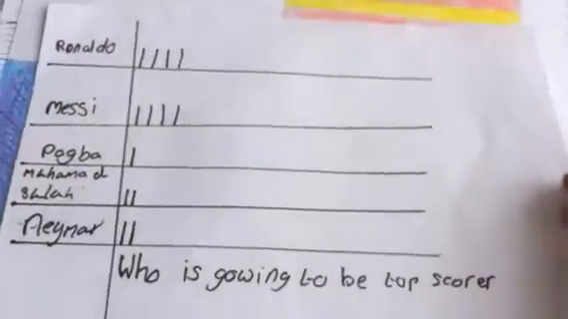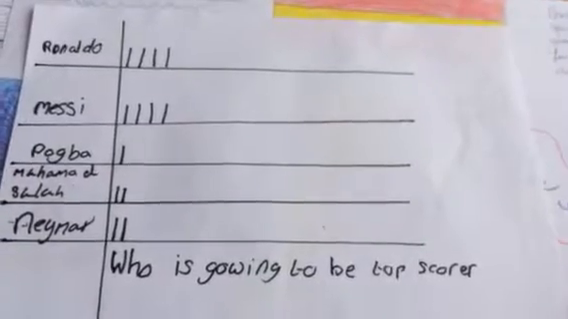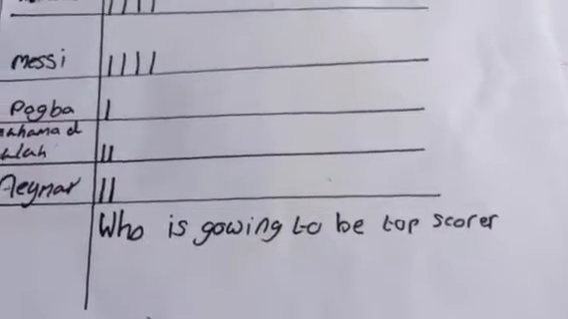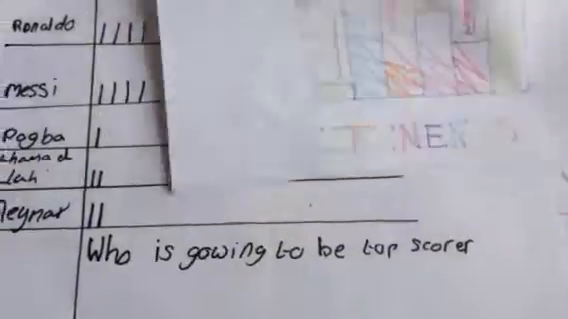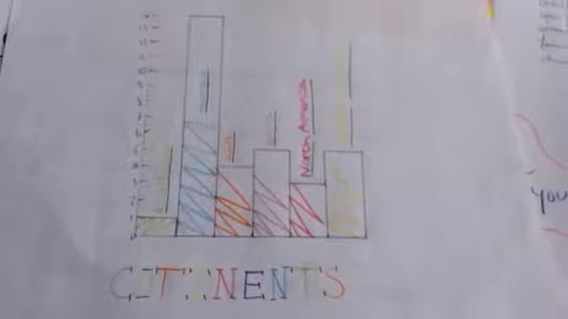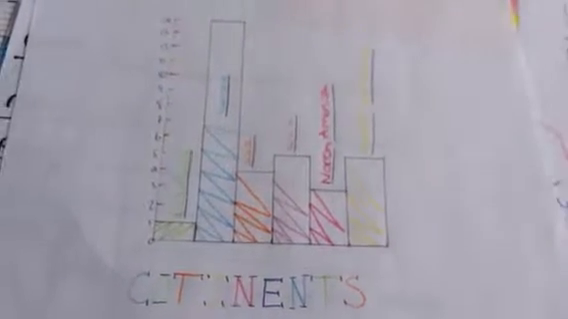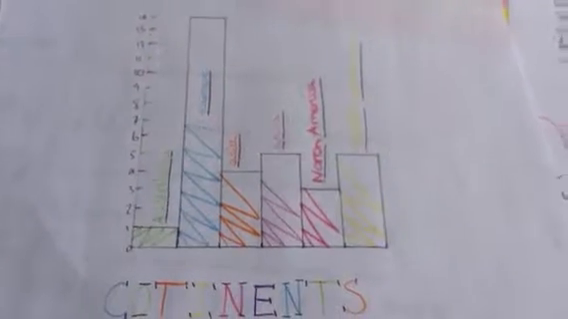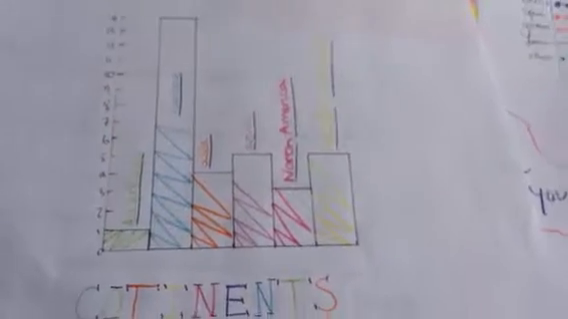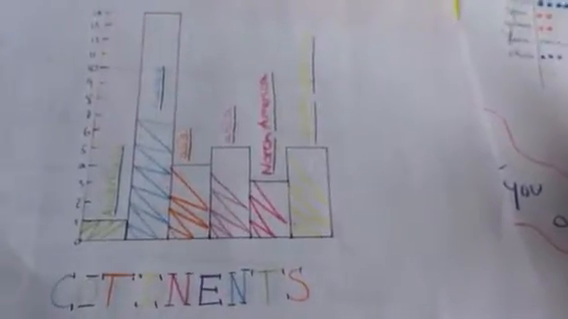Another question was who's going to be top scorer: Ronaldo, Messi, Pogba, Mohamed Salah, or Neymar. So we'll keep a track of that. And then what I think is a very interesting chart is where the countries come from. So how much of a World Cup is this really? And we can see that most of the countries, 14 of them, come from Europe. Okay, so those are some examples of bar charts and pictograms that show the football stats.